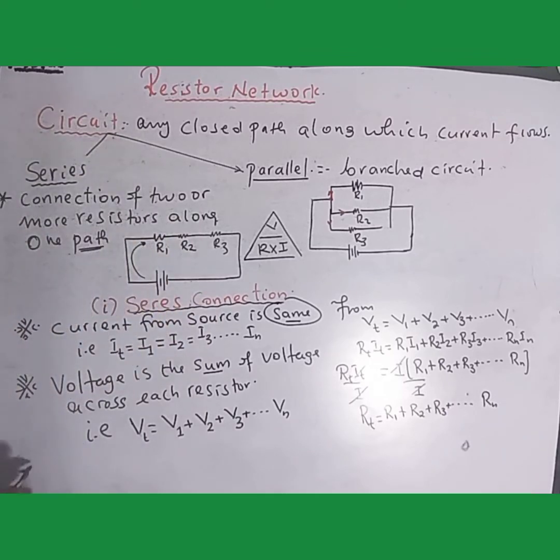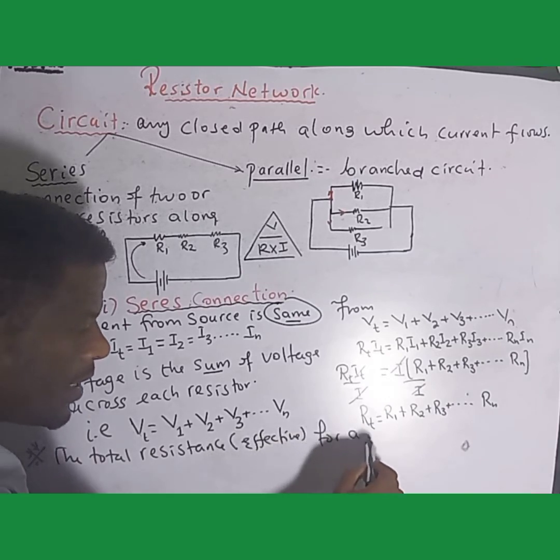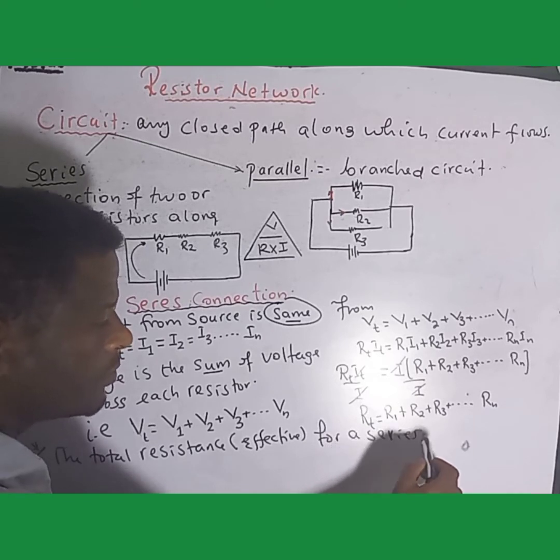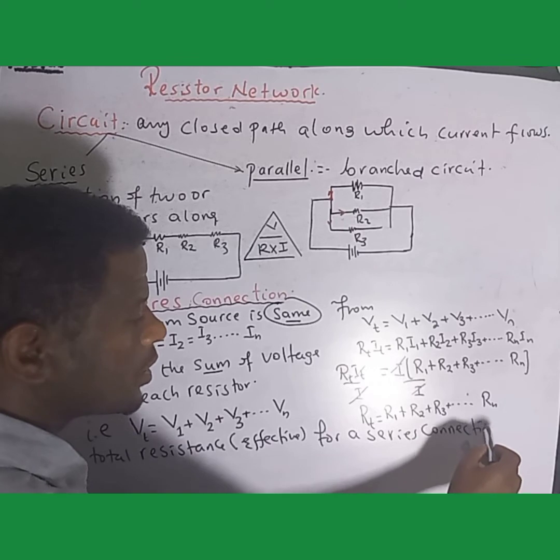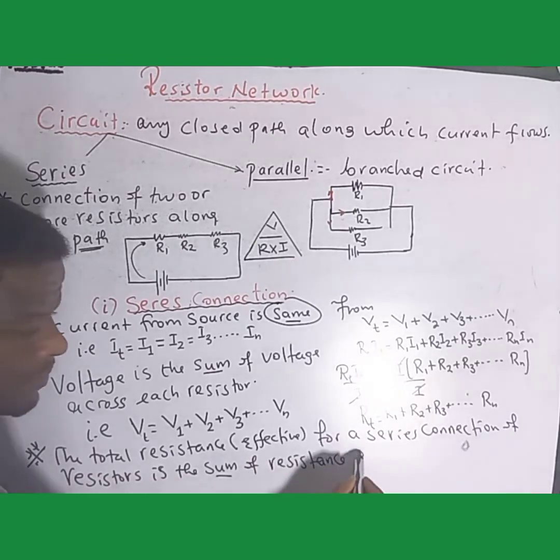Then we can say the total resistance, or the effective resistance, for a series connection of resistors is the sum of the resistance across each resistor.